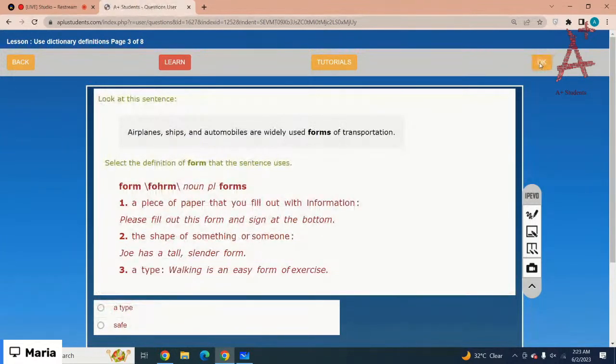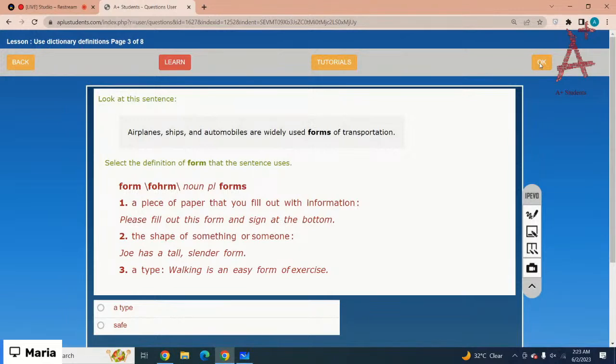Okay, look at this sentence. Airplanes, ships, and automobiles are widely used forms of transportation. You have to look for the word forms. Basically, form means a piece of paper that you fill out with information. That is form. To shape something or someone, a type. Walking is an easy form of exercise. So, which is the correct option?